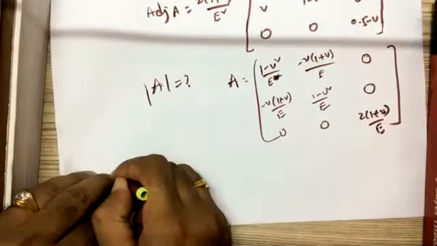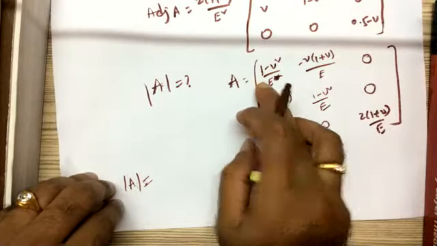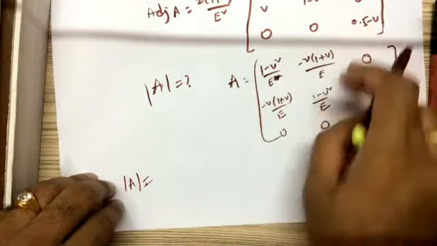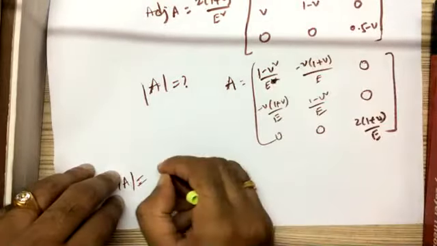Now, what is det A? Det A is, you multiply the first element with the det of the remaining 2 by 2 matrix. So if you multiply 1 minus nu square, one second.